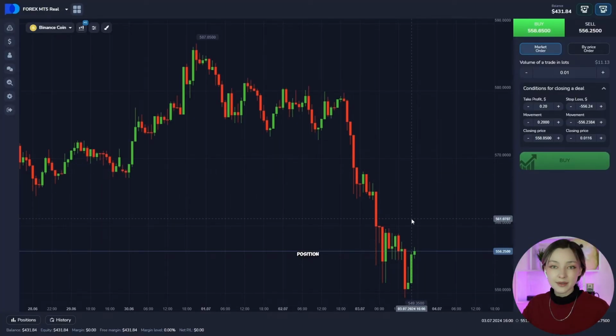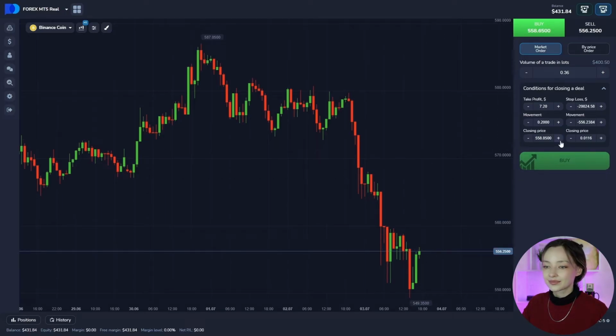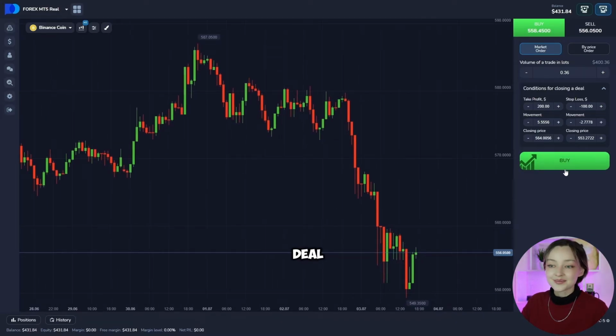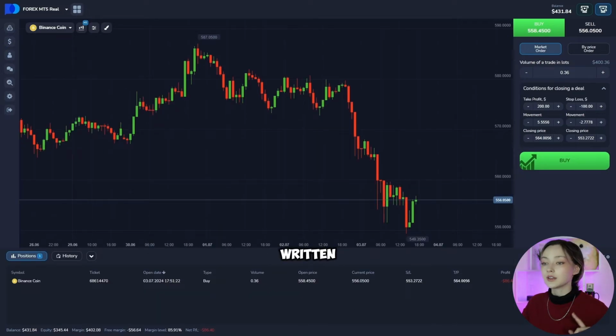In order to open a position, we're going to want to define its volume. For instance, I'd like to write $400. Now let's determine take profit and stop loss. I got the optimal take profit and stop loss, and I'm making a deal. Our trade is placed, and we can see it right here. As we can see, our stop loss is written here, and here's our take profit.